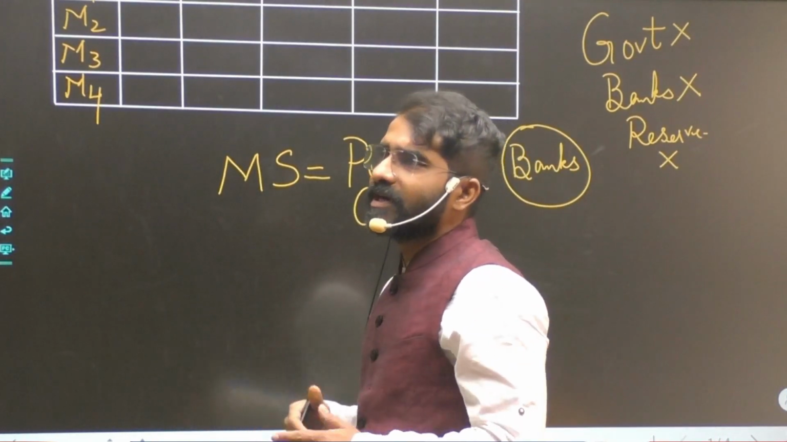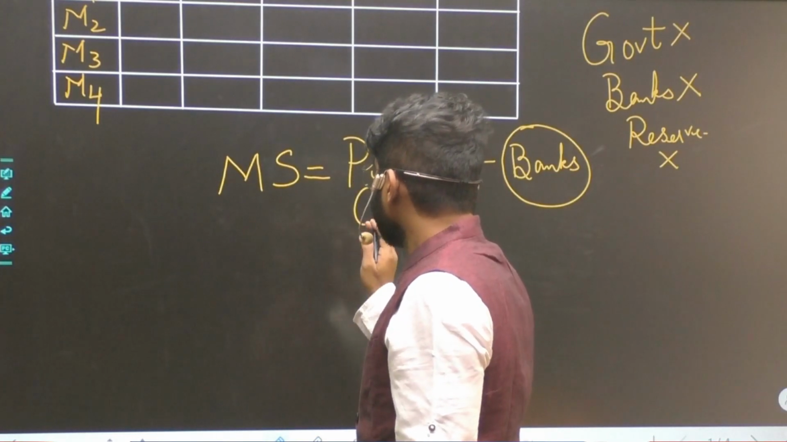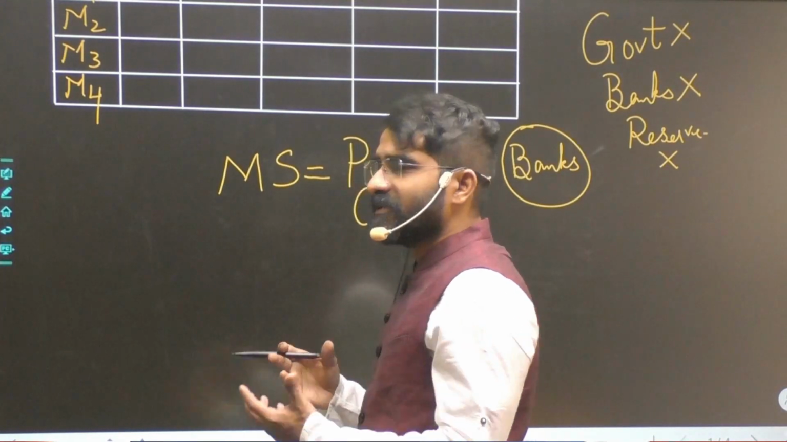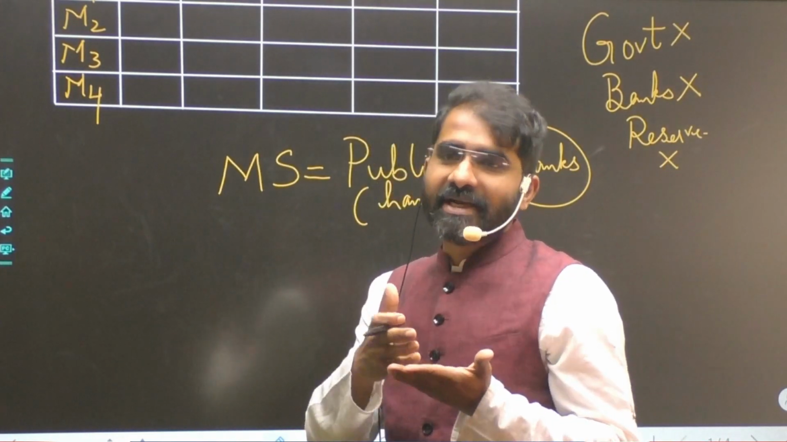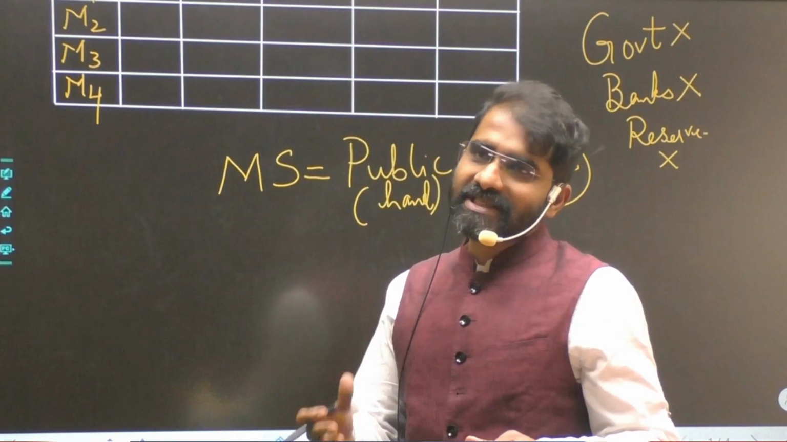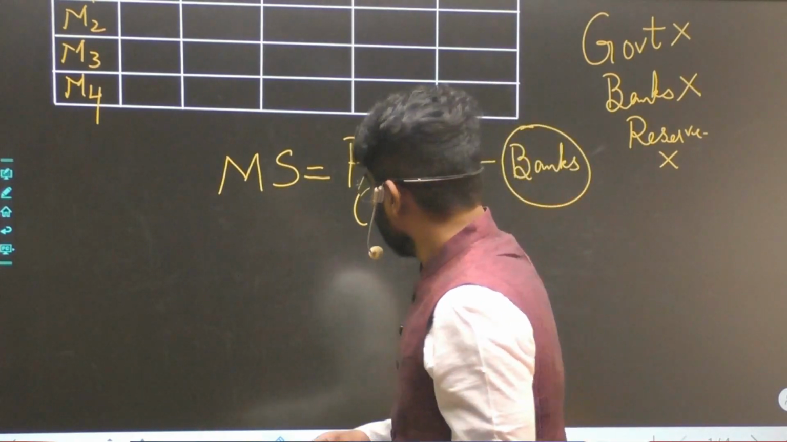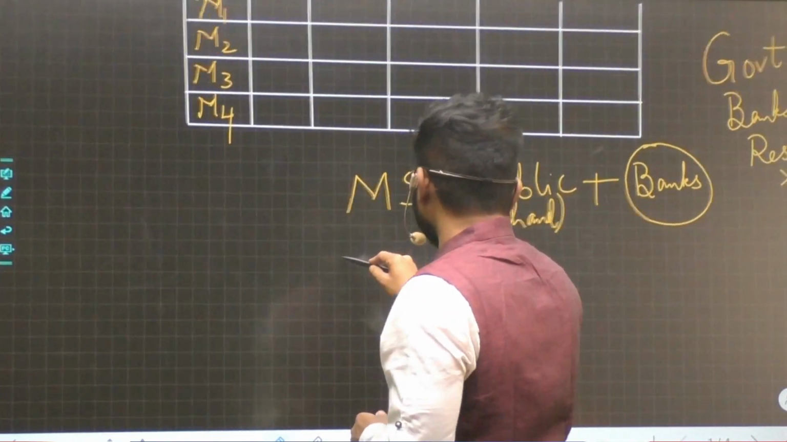When I use the word net, as in net demand and time liability, what is this net? We'll try to understand here. So in simple words, this is what money supply is.